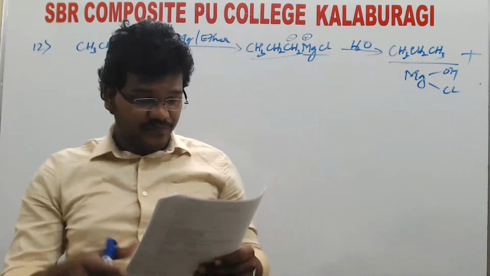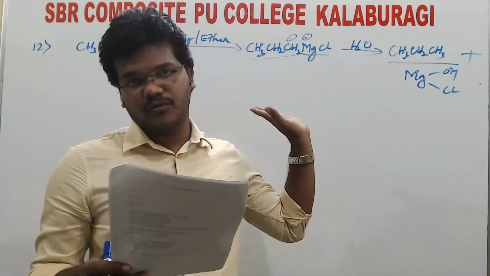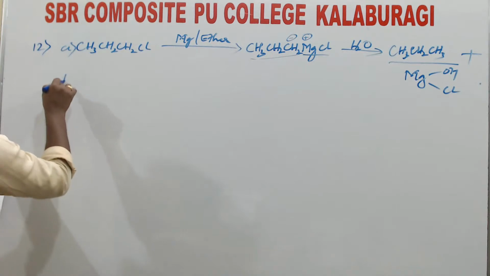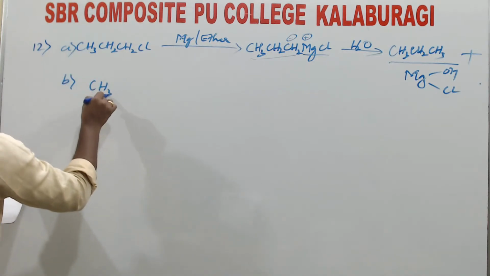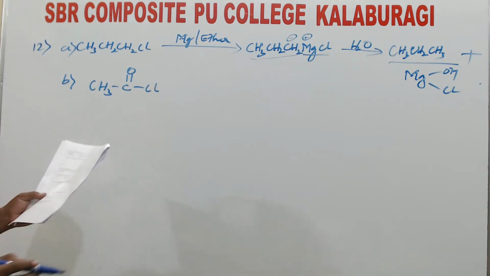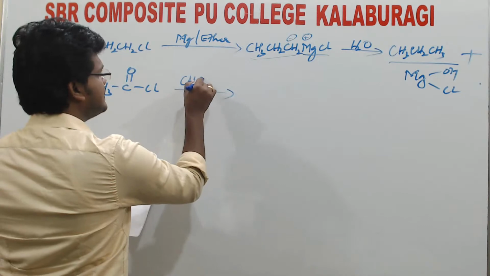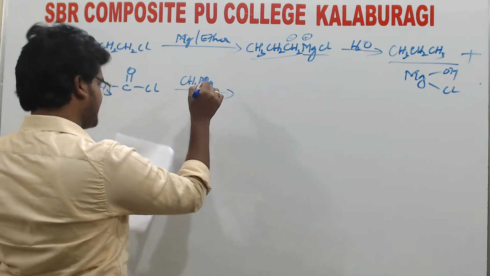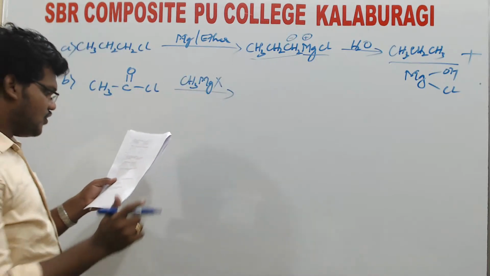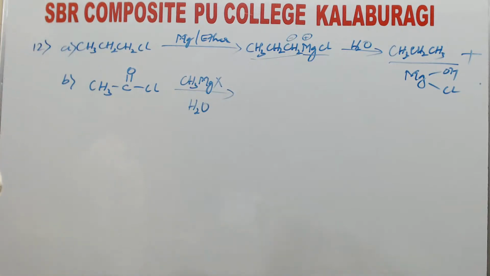They are asking which of the following reactions will not give propane. A is giving propane. Let us go for B. This is my A option. Option B is CH3COCl. They have added CH3MgX, methyl magnesium Grignard reagent, followed by hydrolysis.